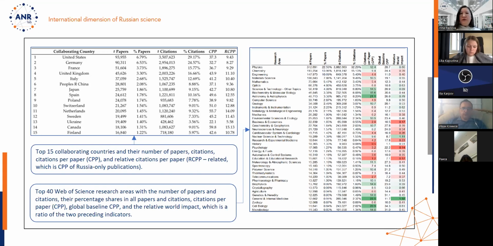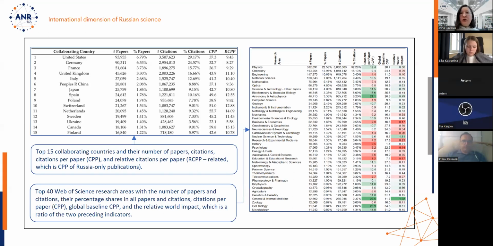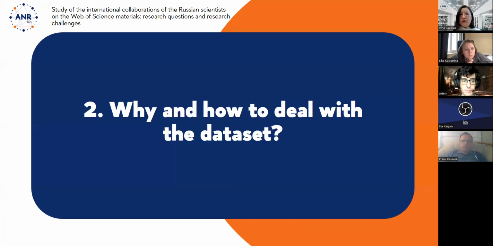And on the left, you see very brief information about collaborating countries. Overall, the entire data set demonstrates that the top collaborating countries for all disciplines taken together for Russian scientists are the United States, Germany, France, United Kingdom, and so on and so forth.